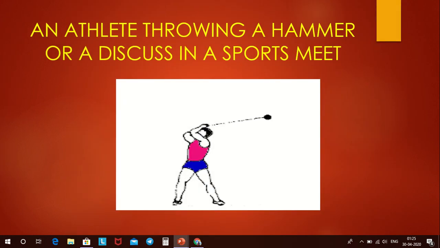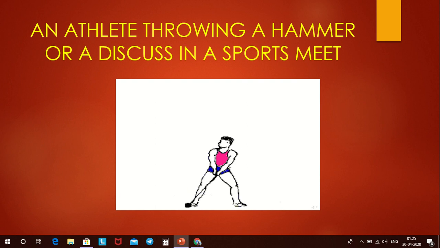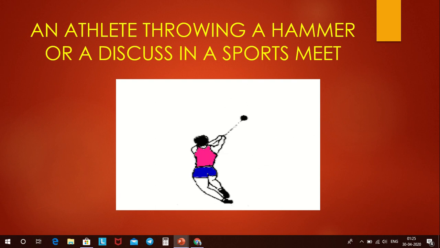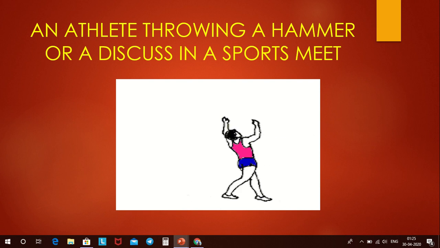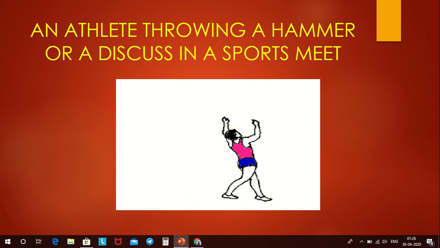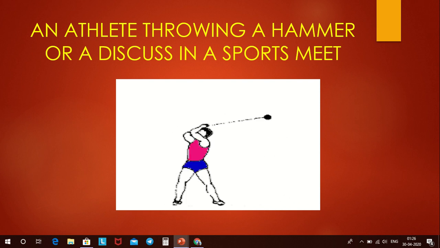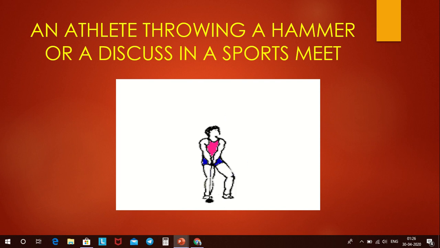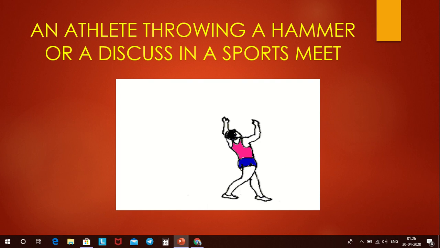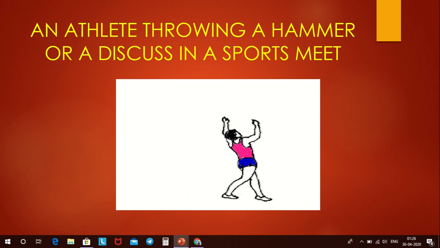Now we have one example where you can see an athlete throwing a hammer or a discus in a sports meet. So when an athlete throws a hammer or a discus in a sports meet, he or she holds the hammer or the discus in his or her hand and gives it a circular motion by rotating his or her own body. Once released in the desired direction, the hammer or discus moves in the direction in which it was moving at the time it was released, just like the piece of stone in the activity described just now.